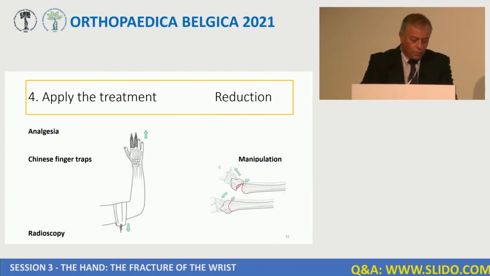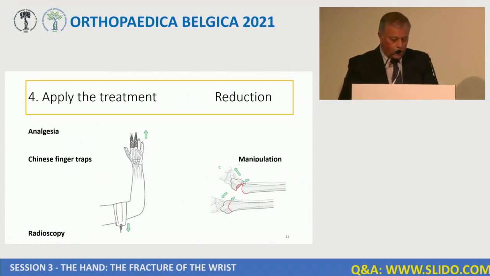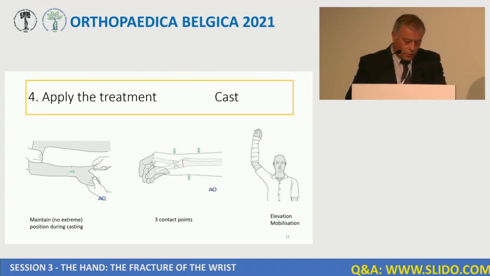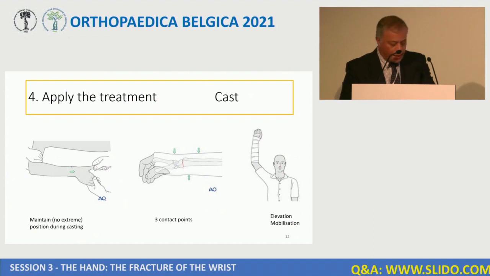The fourth step will consist in applying the treatment. Reduction by traction via Chinese finger traps or manipulation under analgesia and with radiological control. Thereafter, a cast is applied without extreme position, but with three contact points in the cast to avoid a new displacement.